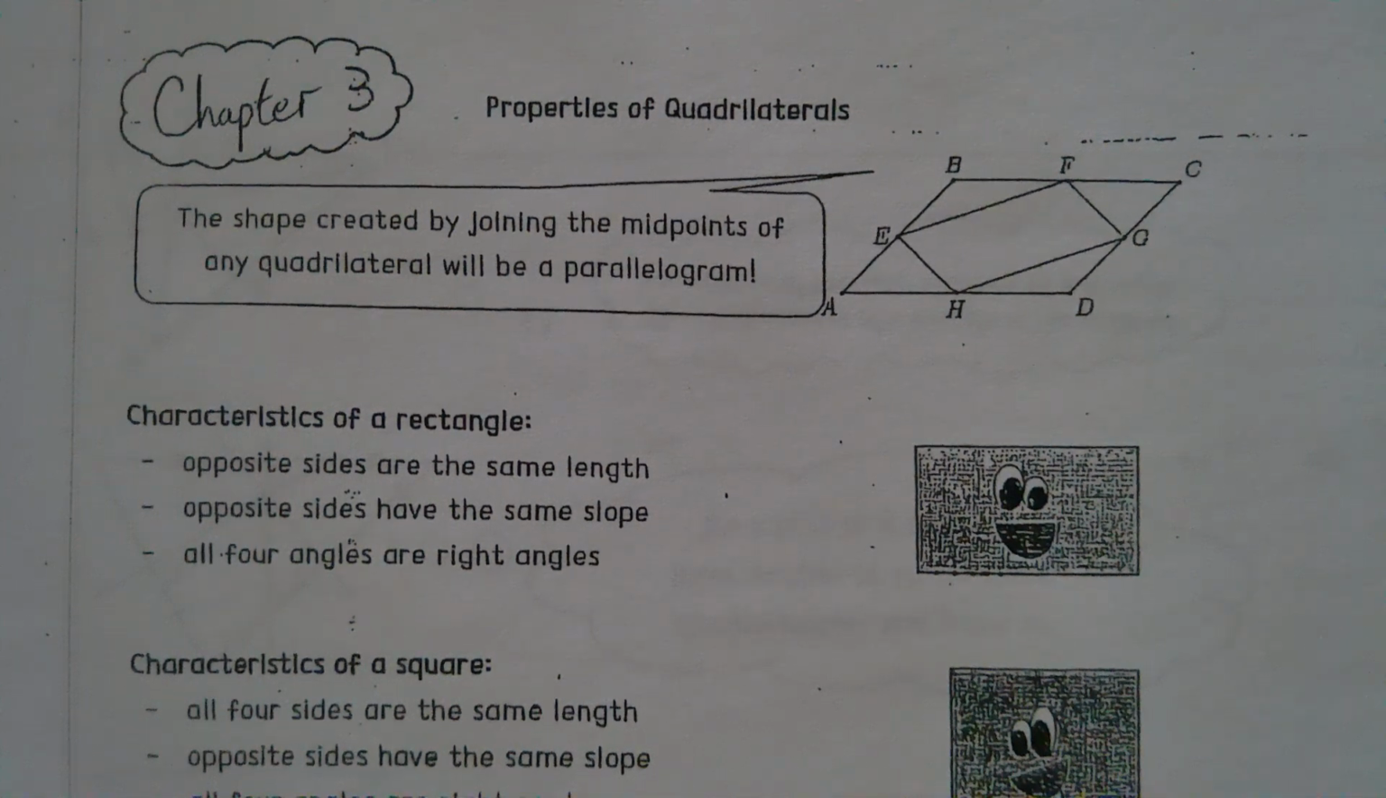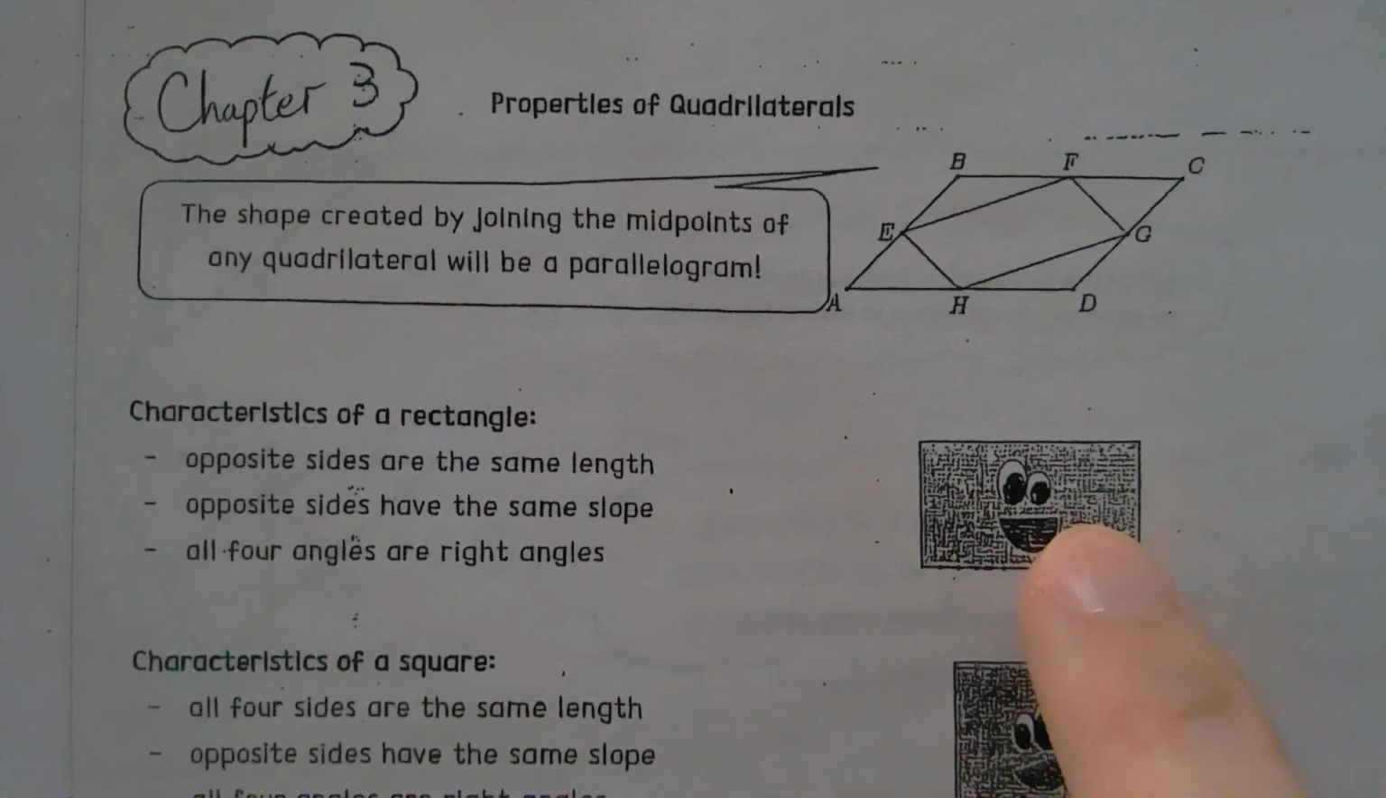Okay, so we're starting chapter 3. As I mentioned, this chapter is called Properties of Geometric Figures. The first 2 pages are just characteristics that you already know.